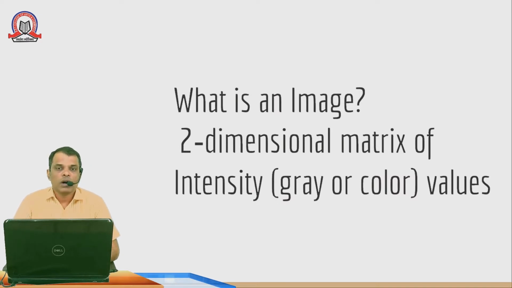First, we will try to understand what is meant by an image. An image is a two-dimensional matrix of intensity, gray or color values. See, this definition is definitely new for you. What it means, I will tell you now, because our topic is digital image processing. So first we have to understand what is meant by a digital image in terms of a computer.